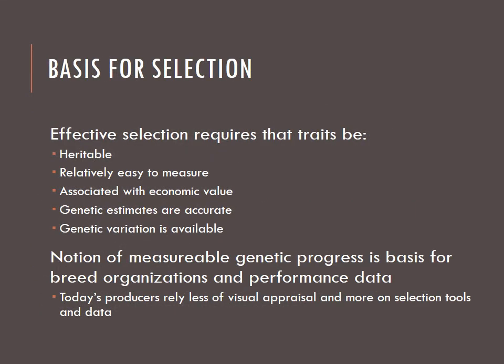So when we do a basis for selection, whichever tool you choose, hopefully you're picking heritable traits, things that are easy to measure, are associated with economic value, where the genetic estimates are accurate, and there's genetic variation available to pick from. Okay, so there's a lot going on. And notice today your advanced breeders and producers are relying less on visual appraisal, less on what they see, and more on selection tools and data, and that's probably a good thing.